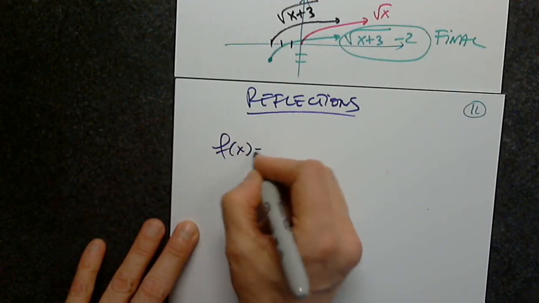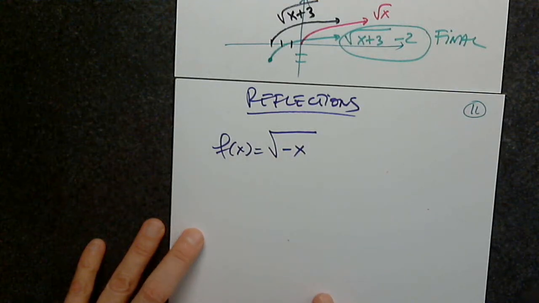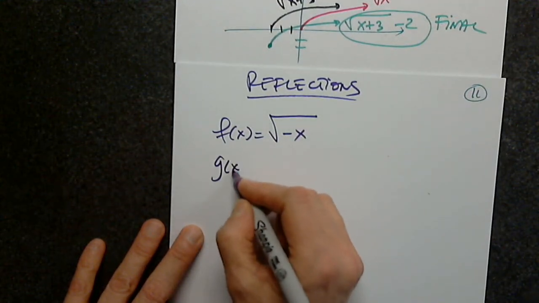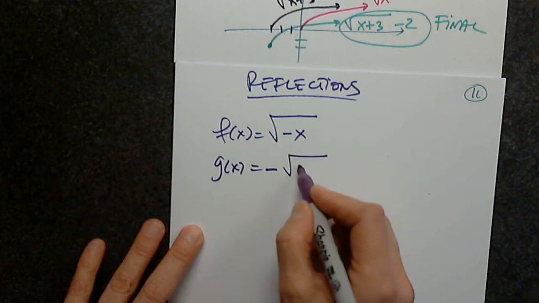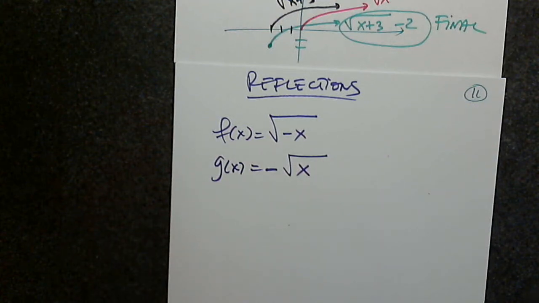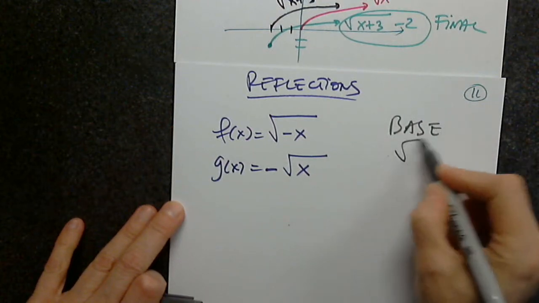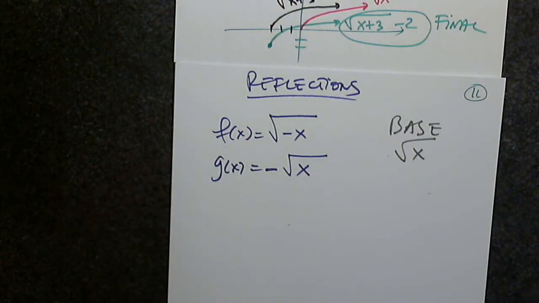So let's say we have f of x, the square root of negative x, and g of x, negative the square root of x. I created 2 new functions, and I would like you to tell me which of the simplest possible functions I used to create these 2. Excellent. I used the square root, so the base function, the square root of x. Now please analyze in the first case and tell me what we changed.